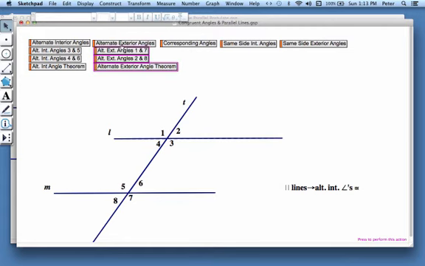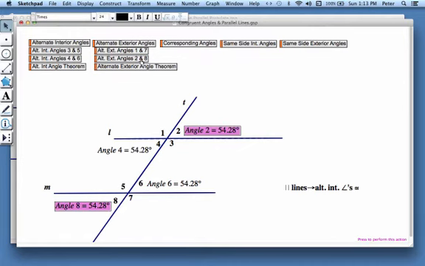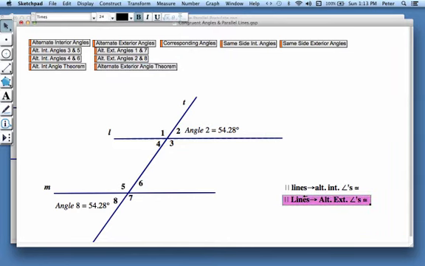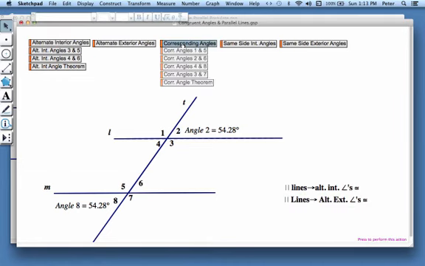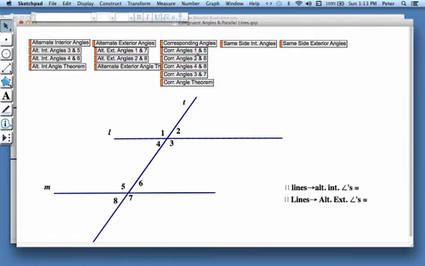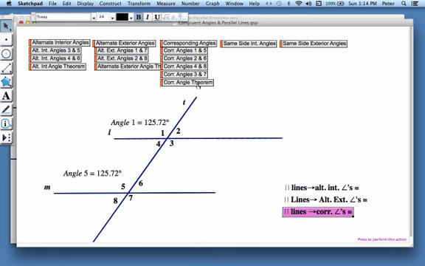Now, how about alternate exterior angles? Well, it's pretty easy to prove that if angle 4 and angle 6 are congruent, then their vertical angles at 2 and 8 will also be congruent. So if lines are parallel, then alternate exterior angles are also congruent. Okay, let's move on. How about corresponding angles? Well, let's take an example, angle 1 and angle 5: if the lines are parallel, then corresponding angles are also congruent.